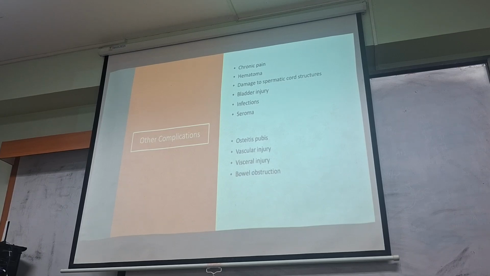Damage to the spermatic cord structures. So in indirect inguinal hernias, since it comes through the patent processus vaginalis, one of the most important structures that goes with the sac is going to be the vas deferens. During hernia surgery, there is a chance, if you are not careful, that you might damage the vas deferens.